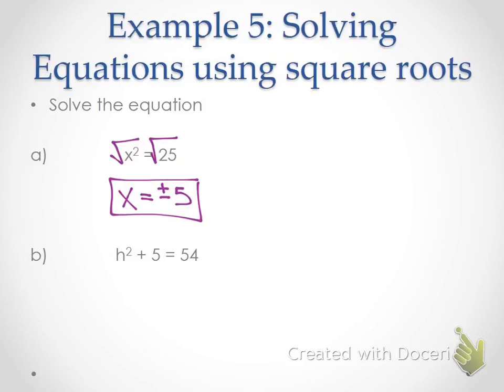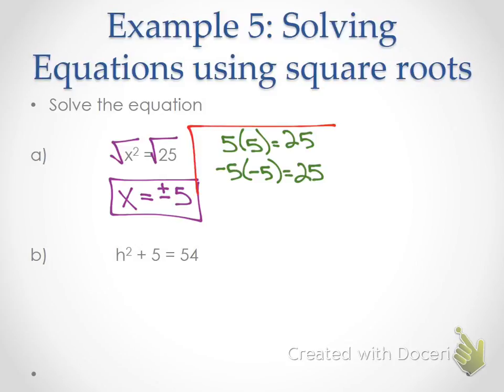Well, it's obvious that 5 times 5 is 25. Yes, correct. But what is negative 5 times negative 5? It's positive 25 too. So because both of these come out to an answer of positive 25, my answer is both positive and negative. Does that make sense? When I plug it back in, the positive version of that number works, and so does the negative version of that number. So that's why my answer is both positive and negative.